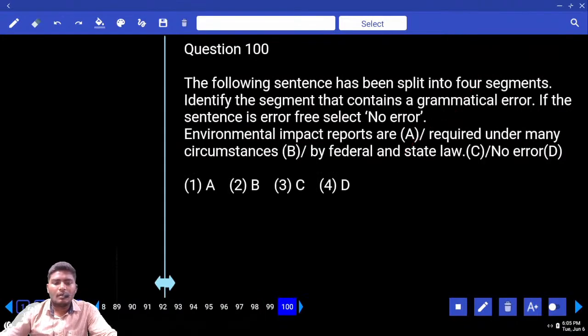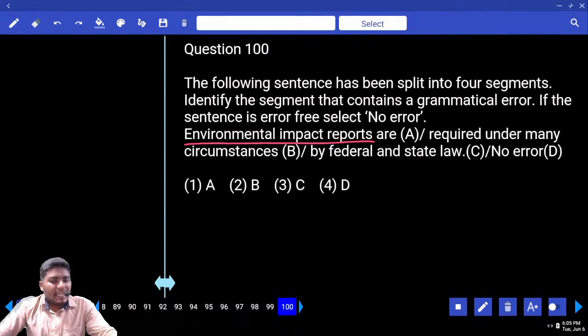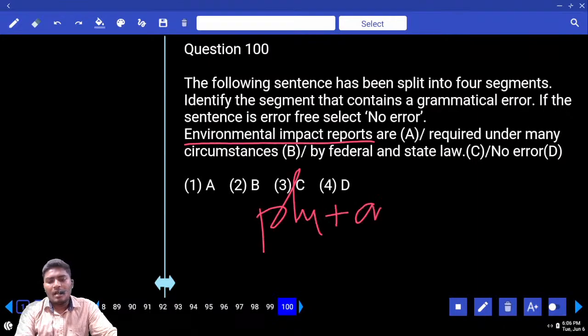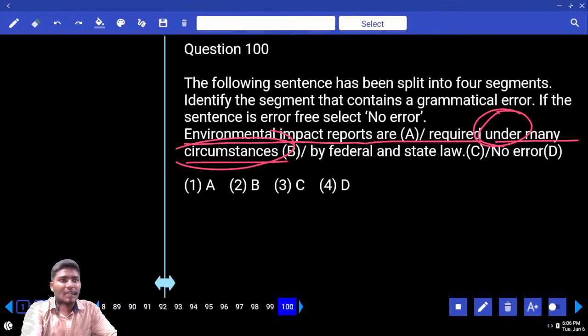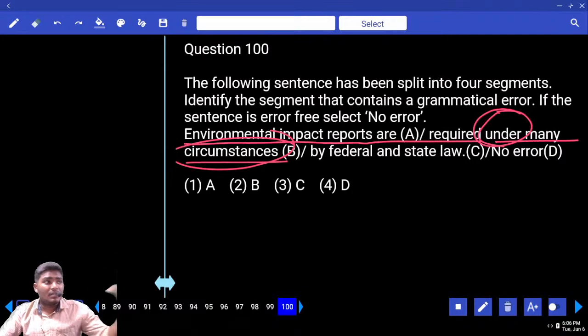Move to 100. Environmental impact reports. Is the subject singular or plural? Environmental impact reports. This is all plural. Plural is followed by R. R is followed by V3. Is there any error till here? No. Continue. Environmental impact reports are required under many circumstances. Remember, under and circumstances always come together. Under very serious circumstances, he has to do this activity. Under the very low circumstances, we went there. Under the very high tense circumstances, we reached the place.